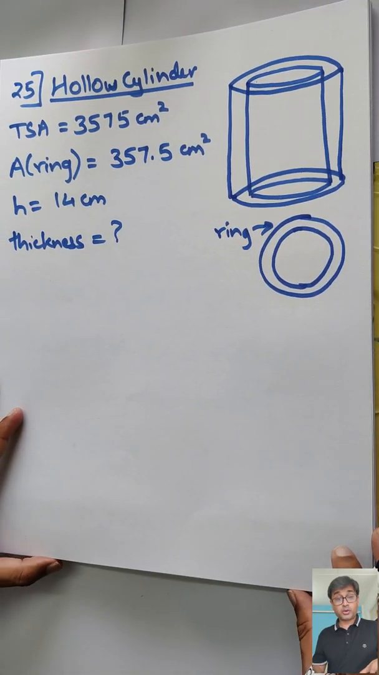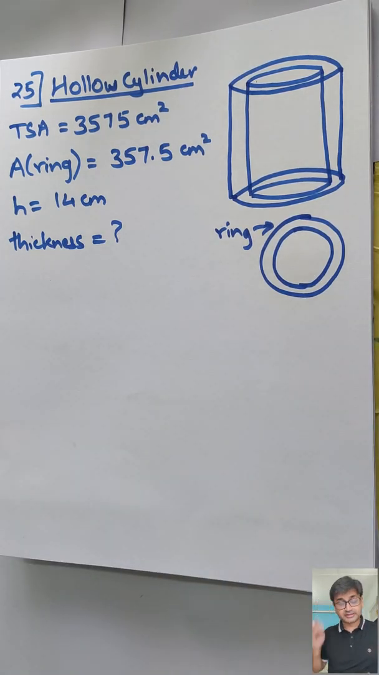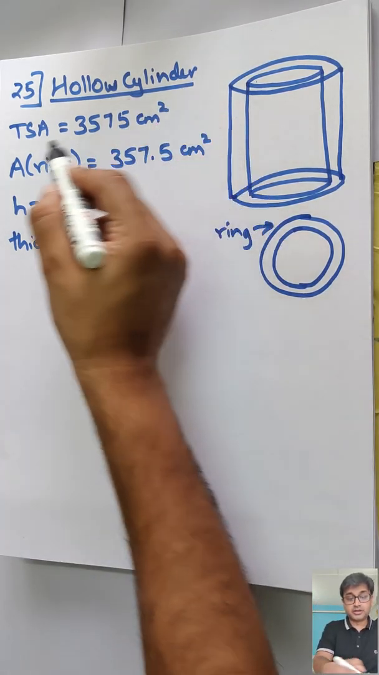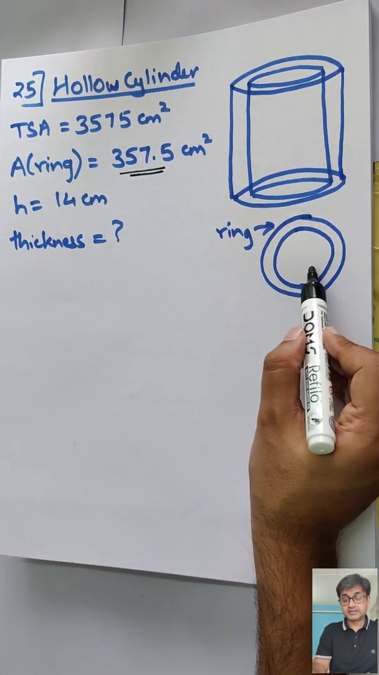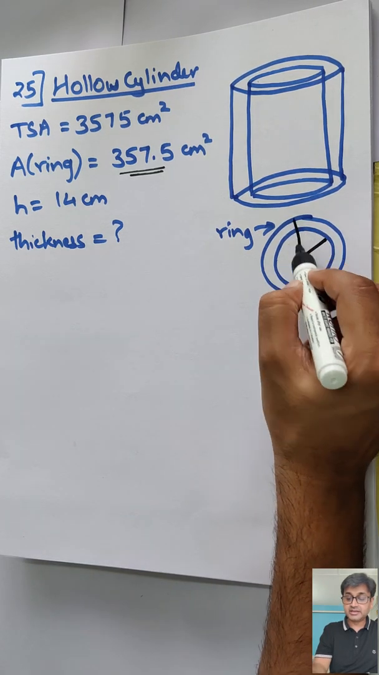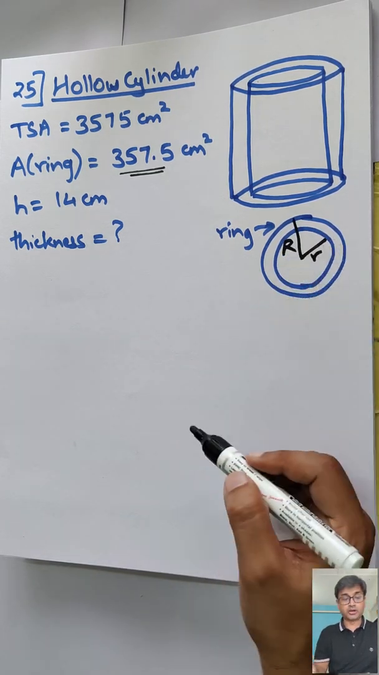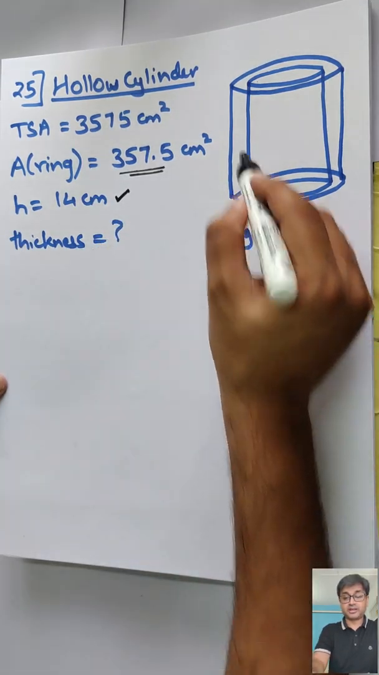25. 25 is a good question. You'll have to be with me, otherwise you will mess up. It's again a hollow cylinder. Total surface area is given and area of the ring. Ring is this, the top view when you see the outer circle minus the inner circle. So capital R, small r. Height is given to you as 14. Your target is to find the thickness.